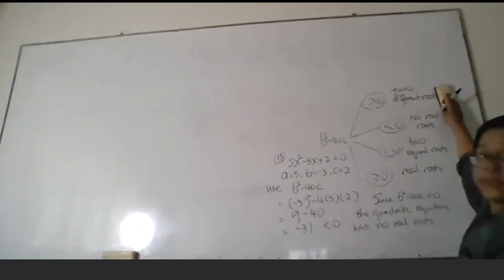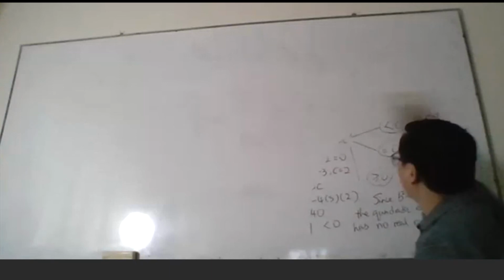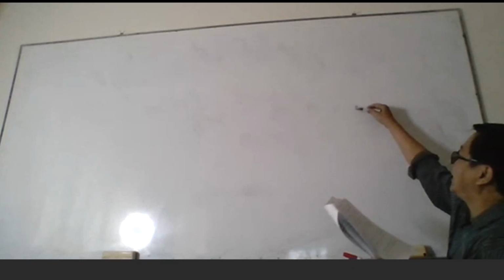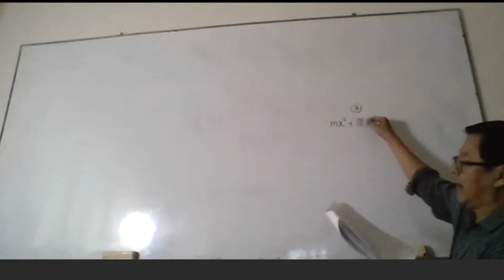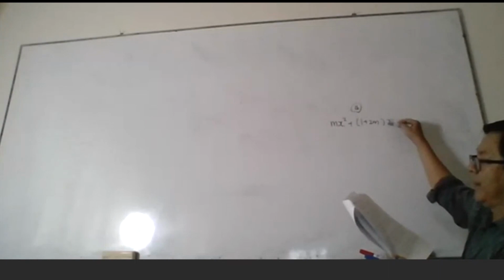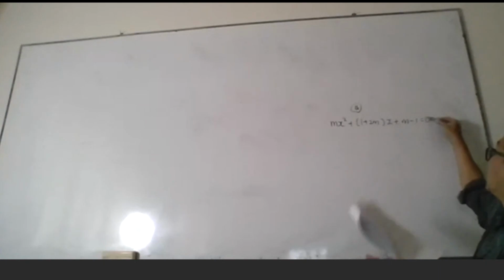So I will wrap the board first. I will wrap the whiteboard so that I will proceed to question number 16. For question number 16, mx squared plus 1 plus 2mx plus m minus 1.